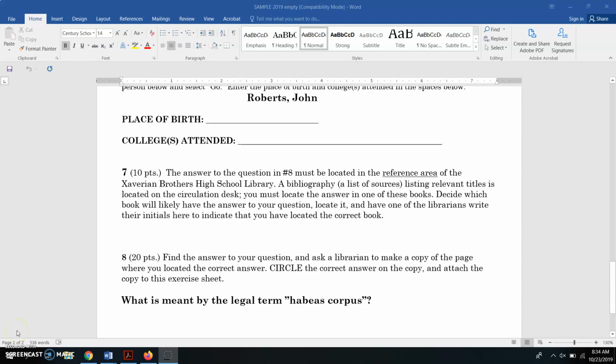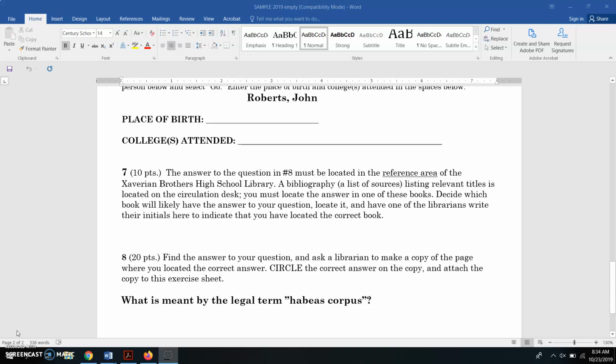Hello, grade 9 students. In this presentation, I'm going to talk about number 7 and number 8 in your library orientation assignment. Number 7 and number 8 involve really paying attention to the directions, because it's hard to do this section of the assignment successfully if you do not follow the directions.